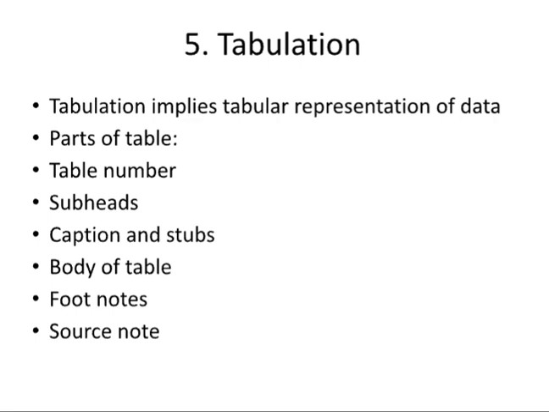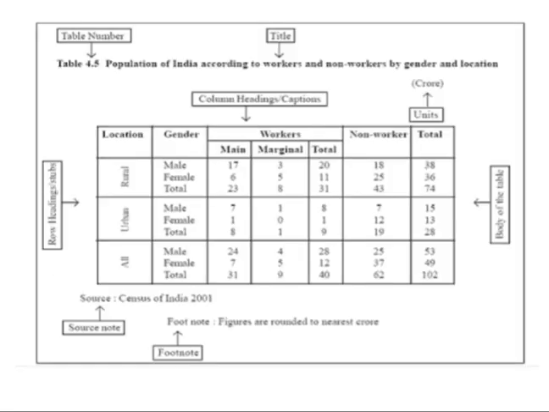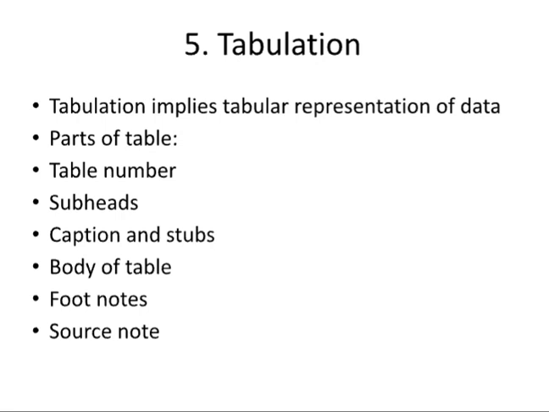This tabulation sometimes they may ask in 5 marks. So you should know what are the parts of a table and how to arrange the data in a table, all those things, different types of tables, so everything. Tabulation is an important question in research. Tabulation implies tabular representation of data. Parts of a table include, here I have given a table. The table includes a table number. You need a number for each table, and subheadings, captions and stubs, body of the table, footnotes and source.